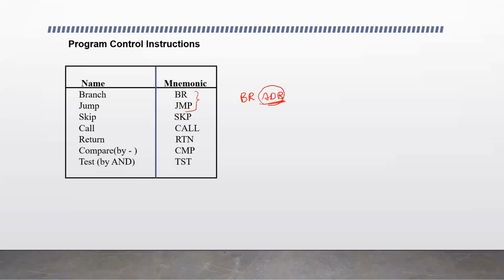This way, using the instruction BR or even the jump instruction with the mnemonic JMP, which are single address instructions, we give one address, that is the location where to branch or where the control has to jump to execute the next instruction. Moving the control to that location is done by changing the content of the program counter, loading the address given in the instruction, JMP ADR, into the program counter.